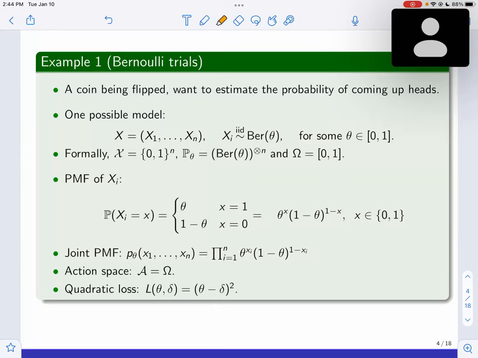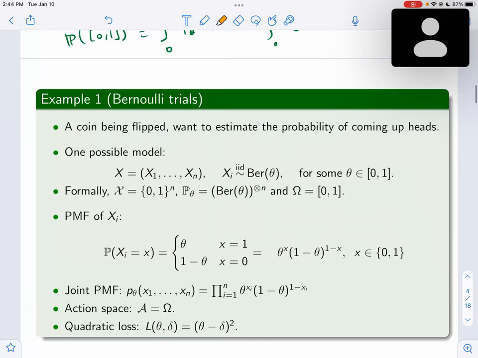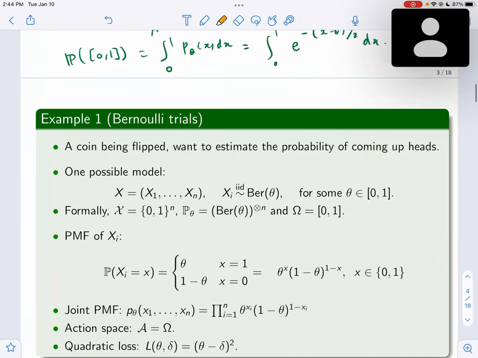So before we try to evaluate estimators for the probability, let's try to see how we can fit it into the decision theoretic framework. One possible model is to assume that I observe this vector of binary variables, x1 up to xn. So every time I flip a coin, I can model it as a zero or one. Instead of heads and tails, I model it as zero or one. Let's say heads is one, tails is zero.